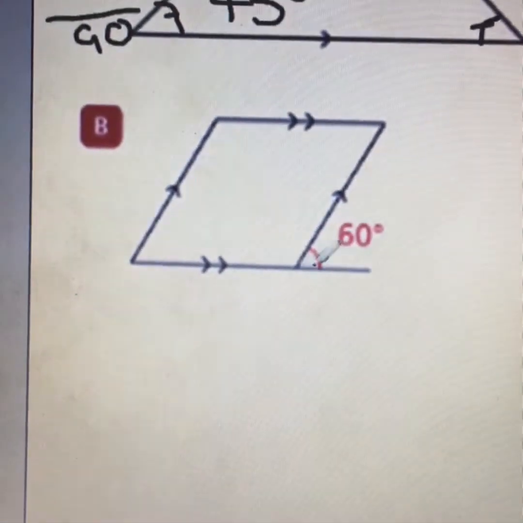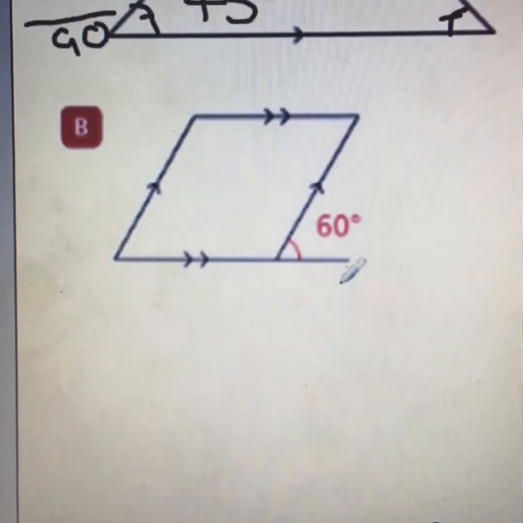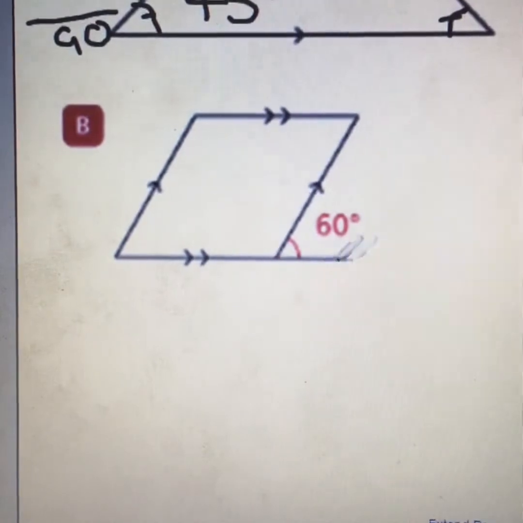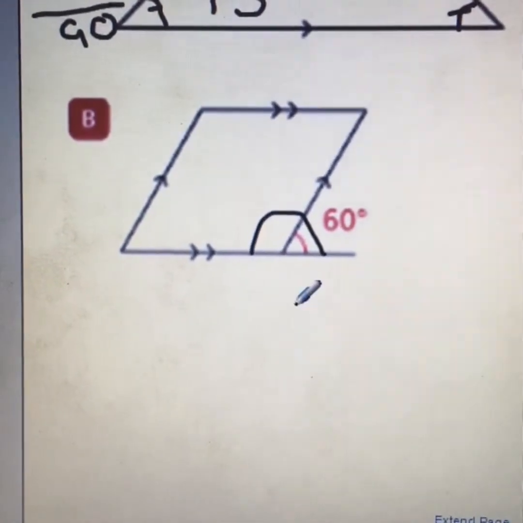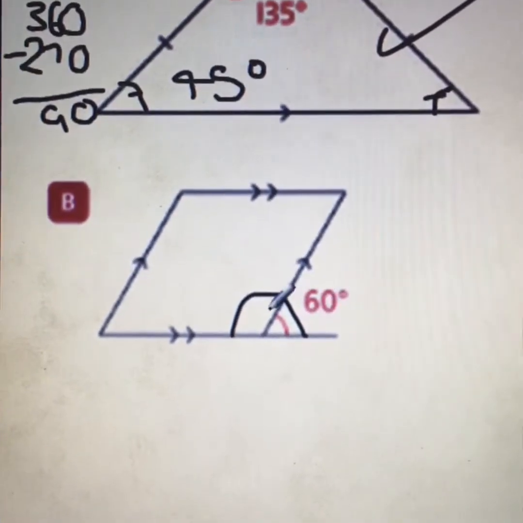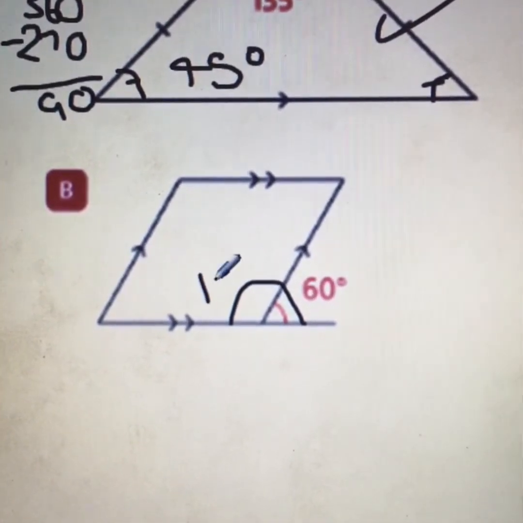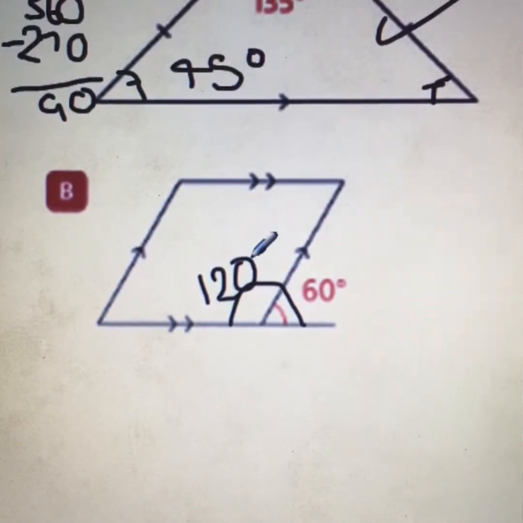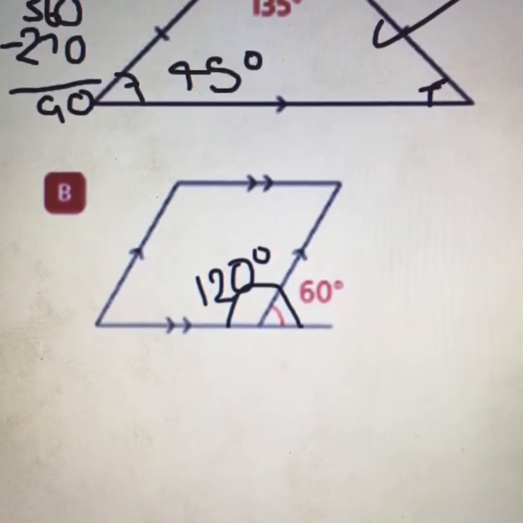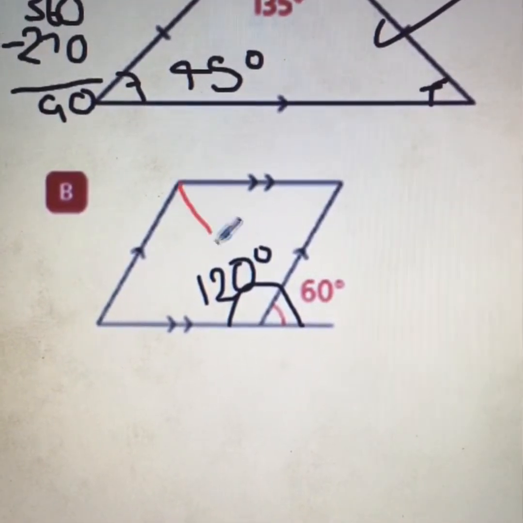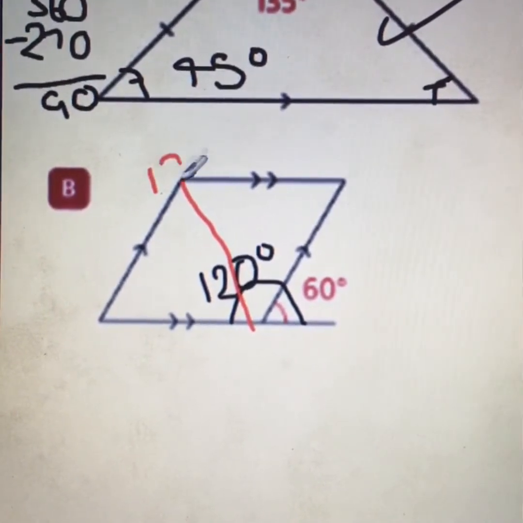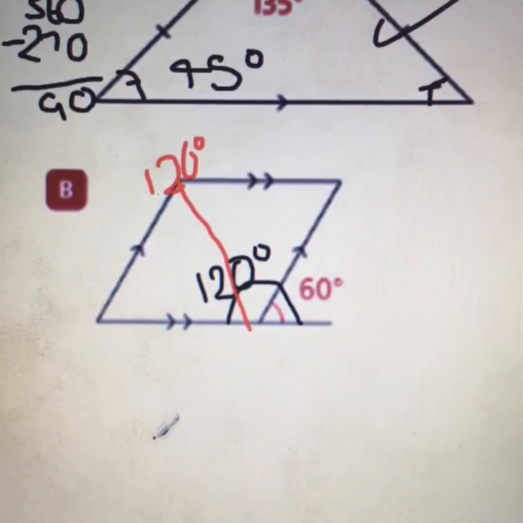We'll go for B. So B, all together we know it's 360 degrees. This is a straight line, which tells me the whole thing's 180. So if the whole thing's 180 and this part's 60, I know that this part, 180 take away 60, must be 120 degrees. Now, with parallelograms, I know that the opposite angles are equal.